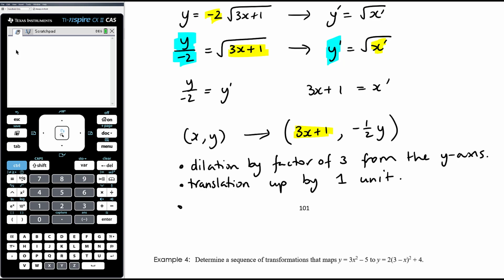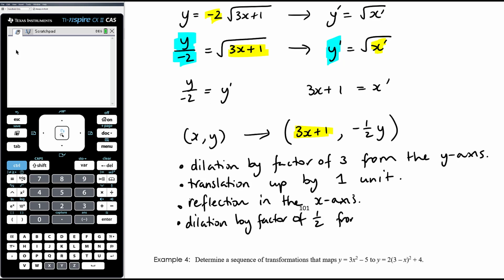Then looking at the y coordinates, we've got the negative, so negative y values. And if we've made the y coordinates negative, we've flipped it around the x-axis. Okay, so that is a reflection in the x-axis. And then we've multiplied the y values by 1/2, so we have done a dilation by a factor of 1/2 from the y-axis. Sorry, not from the y-axis. The y coordinates have been multiplied by 1/2, so that is from the x-axis.